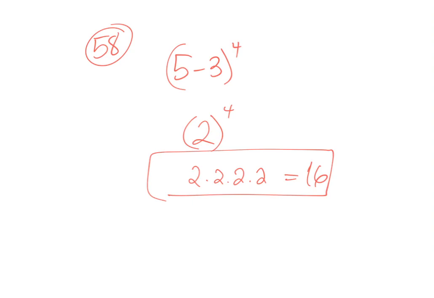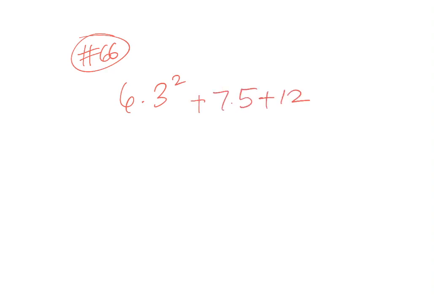Let's try number 66. So number 66, we have another example. 6 times 3 squared plus 7 times 5 plus 12. Again, we do parentheses, exponents, multiplication, division. So there's exponents waiting right there. So 3 squared is 9. So 6 times 9 plus, there's multiplication going on there. And so that becomes 35 and then plus 12.